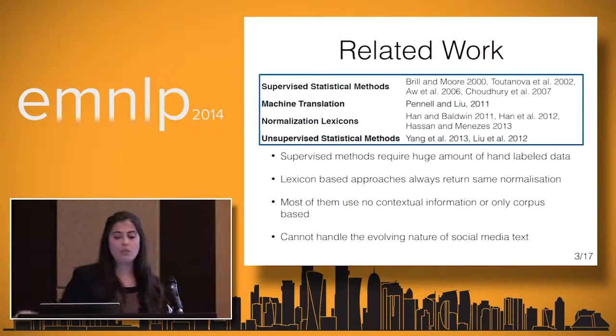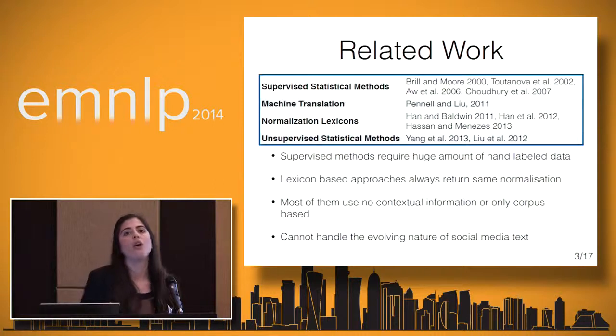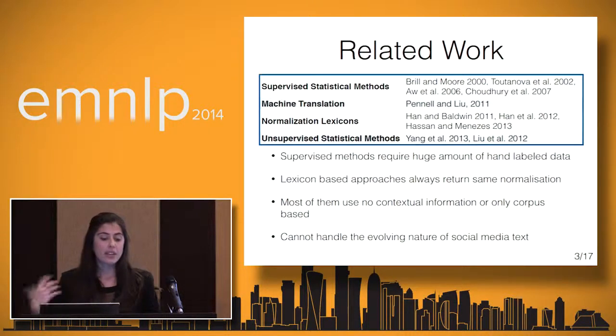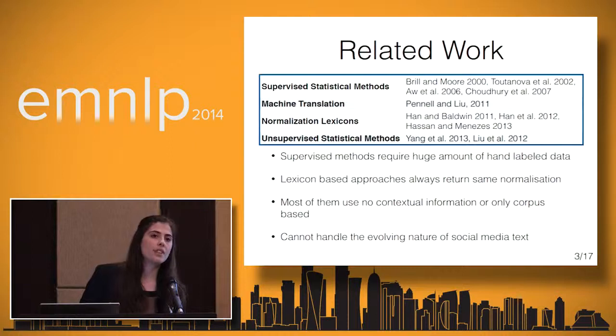Lexicon-based approaches have also been proposed, but every day new out-of-vocabulary, OOV, tokens are introduced. Therefore, the lexicons may become outdated too. Another drawback of lexicon-based approaches is they always produce the same normalization for a given OOV token, whereas the normalization of a specific token may change depending on the input context, as we have seen in the previous slide.